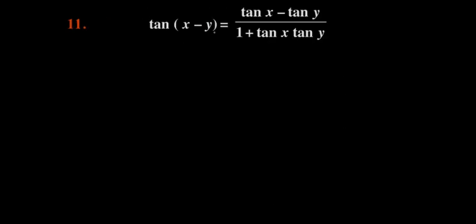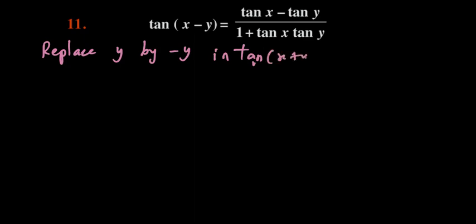Next, tan of x minus y equals tan x minus tan y by 1 plus tan x tan y. In the previous identity we proved tan of x plus y. Now this is tan of x minus y. So let me replace y by minus y in tan of x plus y.